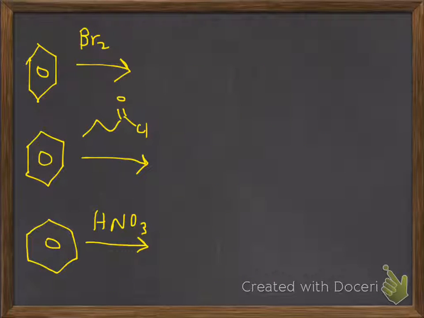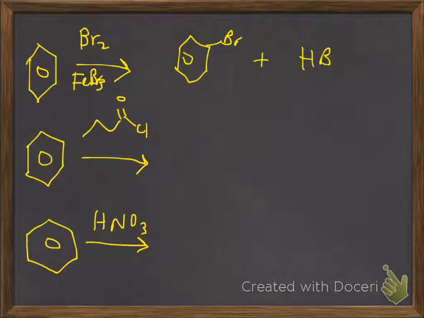So let's look at some examples. In this first example, the one at the top, we have a benzene ring and bromine. And if we want to do bromination, what catalyst do we have to use? Remember, it can't be heat and light. It would actually be iron(III) bromide, FeBr3. And we would end up with the benzene ring with the bromine hanging off of it plus HBr.